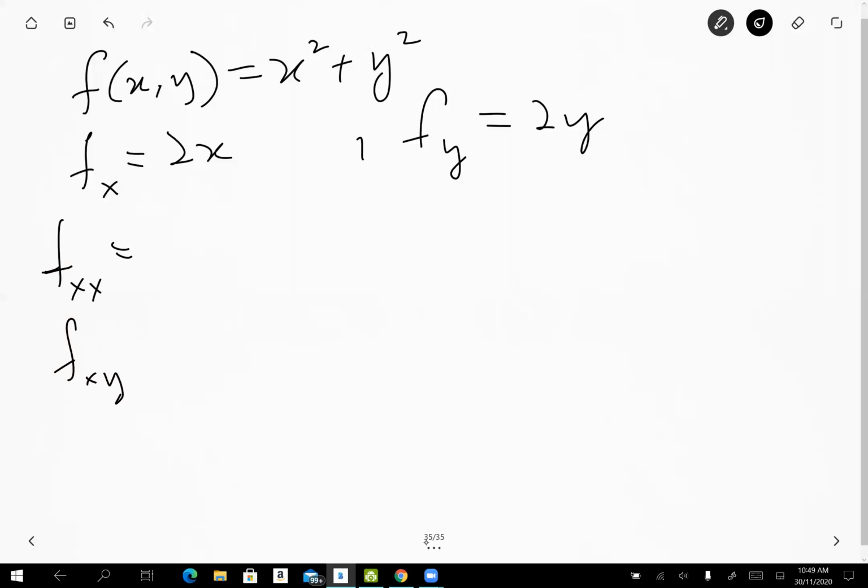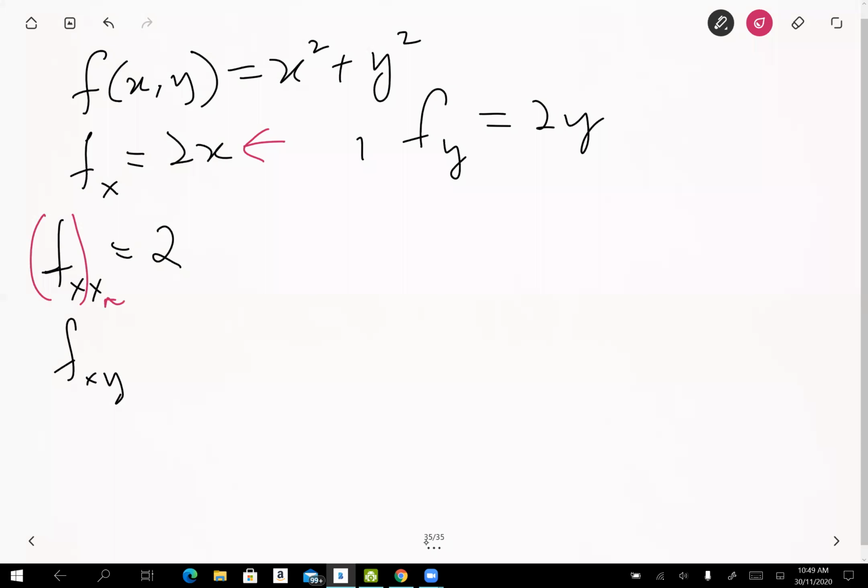So fxx means derivative of fx with respect to x. So what do we get? We get 2. So the derivative of the first partial, fxx, means you take derivative of fx with respect to x. All right, so just 2.